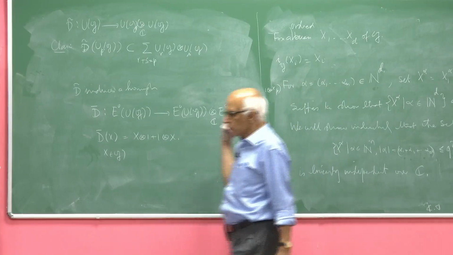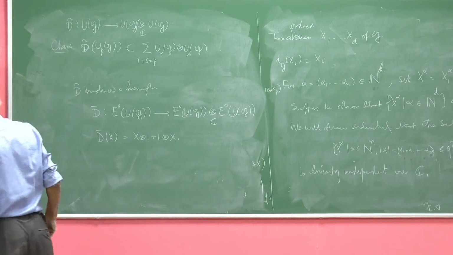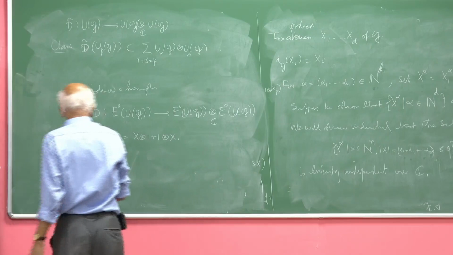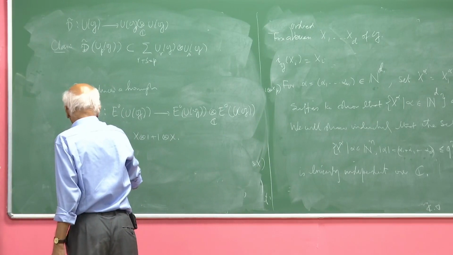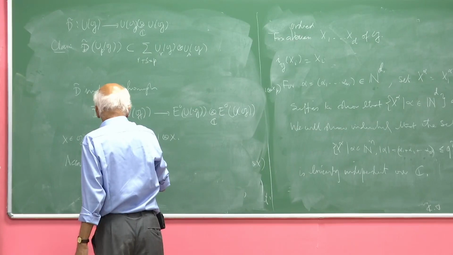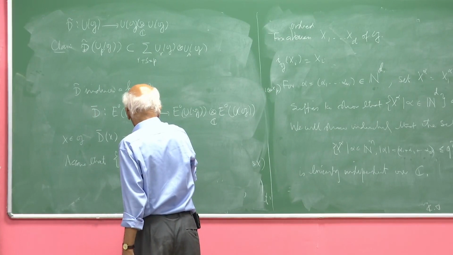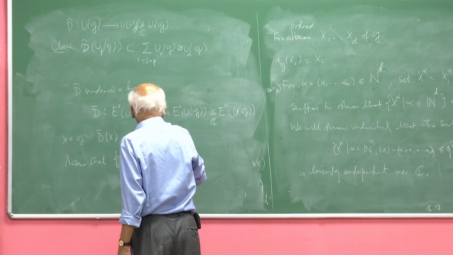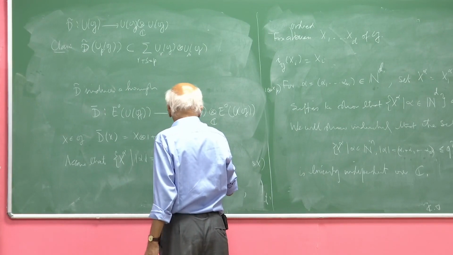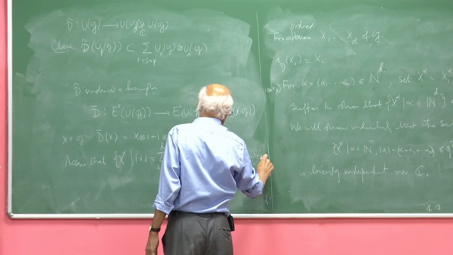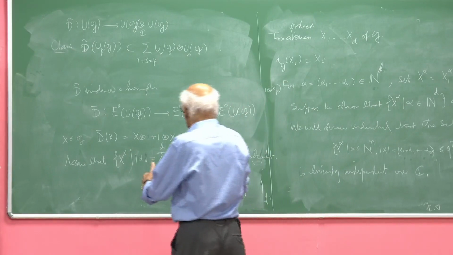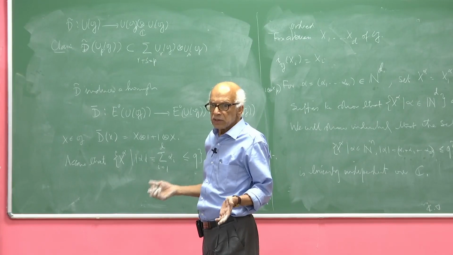Now we are ready to use induction to prove this statement. So what happens here? For x in g, this is a statement. So assume that x power alpha, with mod alpha less than or equal to q, are linearly independent. And then I want to say that if you go to q plus 1, they are going to be linearly independent again, even if you make it into q plus 1. Why is this? These are linearly independent.